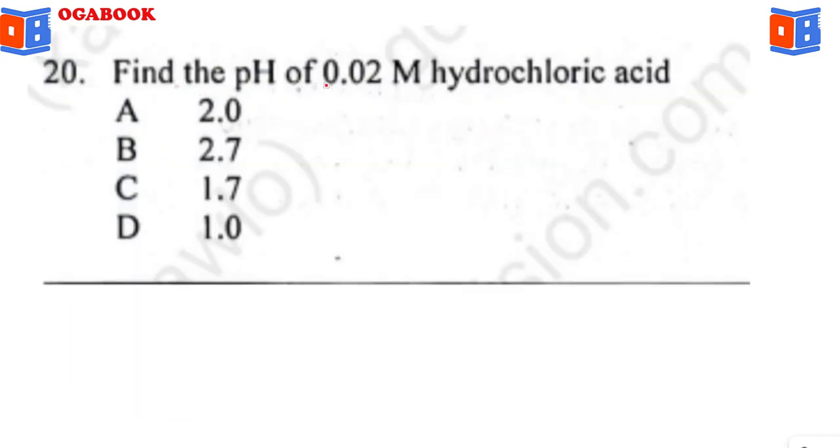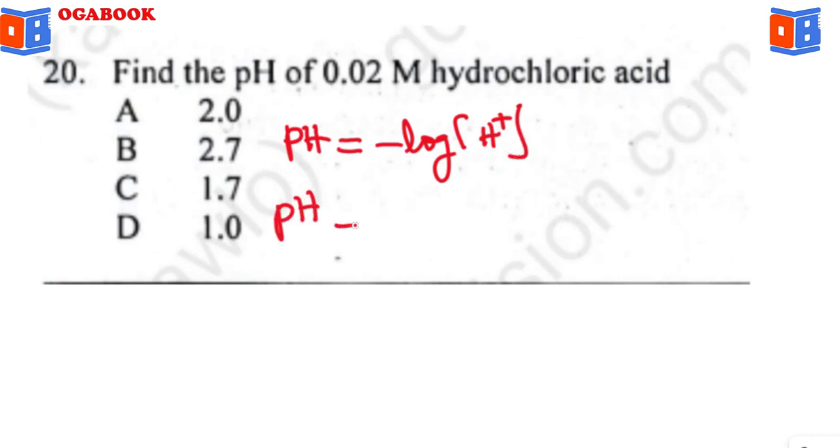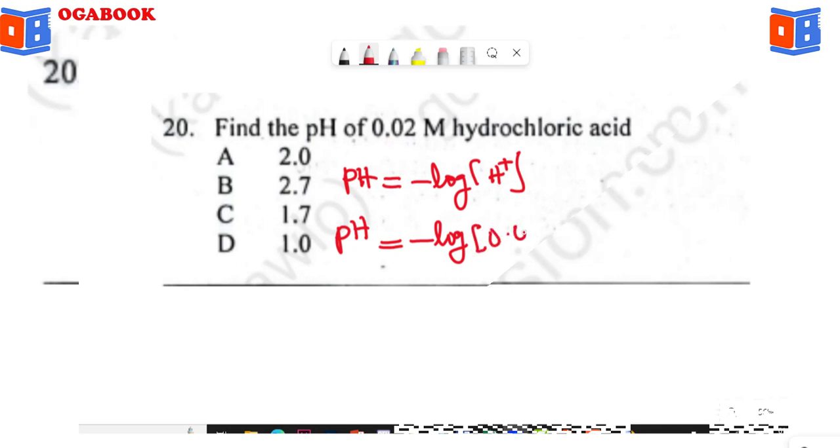Question 20. Find the pH of 0.02 molar hydrochloric acid. pH is simply equal to negative logarithm of hydrogen ion concentration. So pH will simply equal negative logarithm of 0.02. Therefore, the pH of the solution is going to be equal to 1.7, making our answer C to be correct.